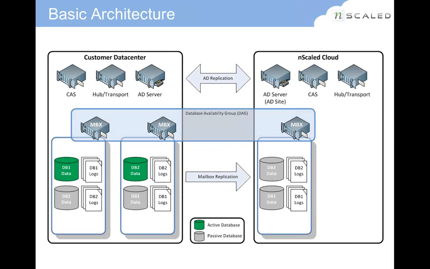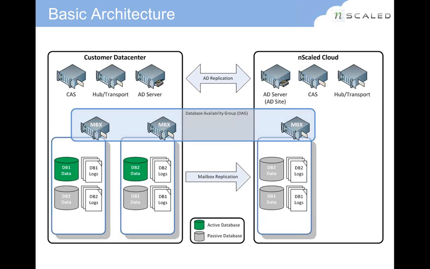This drawing shows you a basic architecture. On the left-hand side of the slide, we have the customer data center. The customer data center has a CAS server, a hub transport server, and an AD server. It's just the given parts of your local Microsoft infrastructure, in your Exchange infrastructure, as well as a couple of mailbox servers. This particular database availability group consists of 3 member servers. You can see that in the drawing labeled MBX, MBX, and MBX, and I've used that blue rectangle to indicate that they're members of the same database availability group.